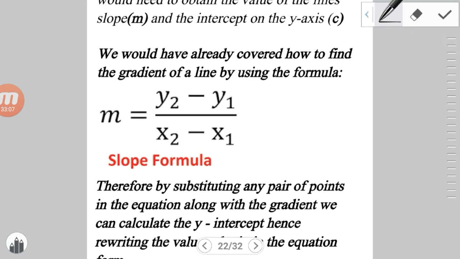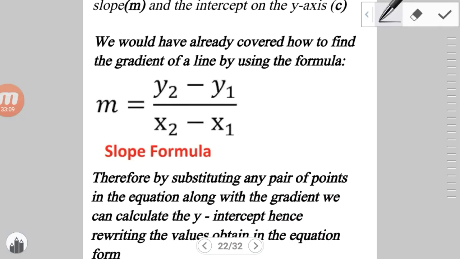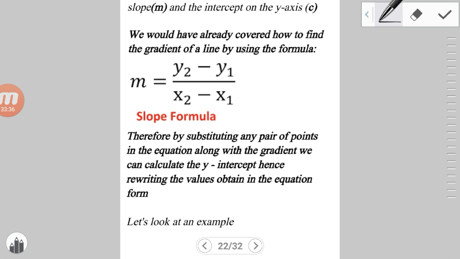Now as a reminder, we would have already covered how to find the gradient of a line by using the formula. That would be a video that I had made in part 1, so definitely check that out if you're not familiar with how to find the gradient. A link will be in the description box below. Of course, the gradient formula here is m is equal to y2 minus y1 divided by x2 minus x1. And that's called the slope formula.